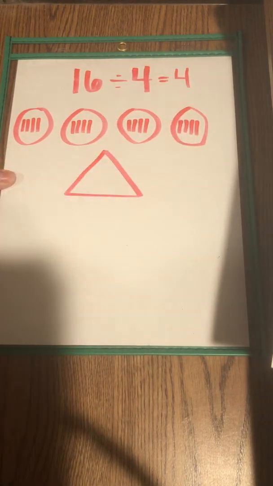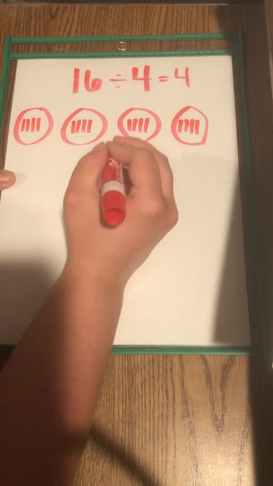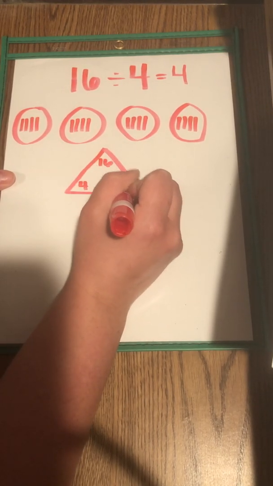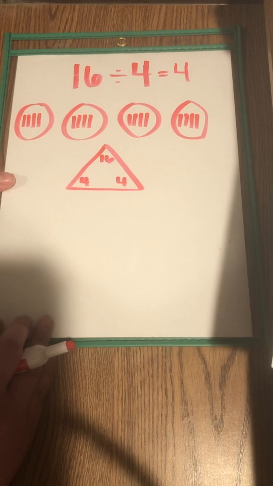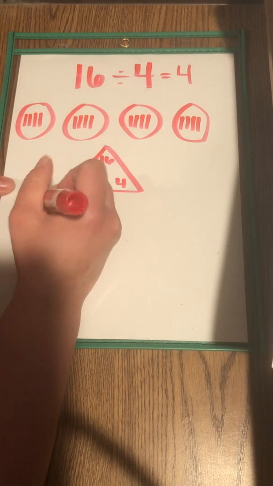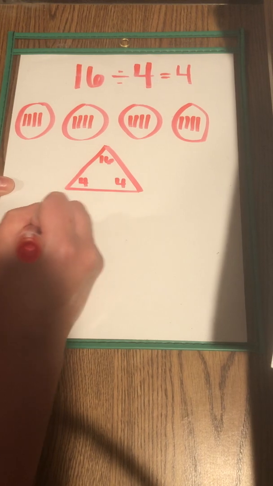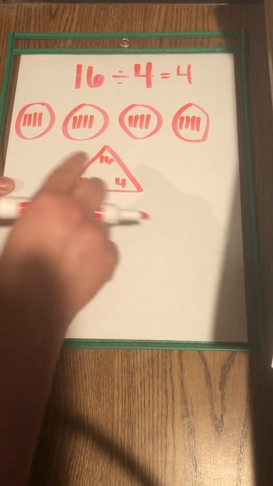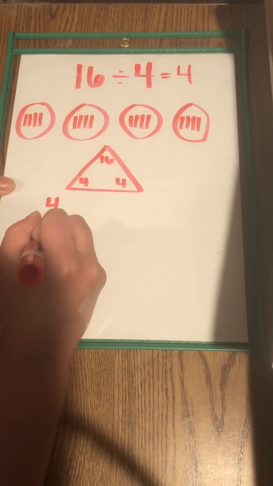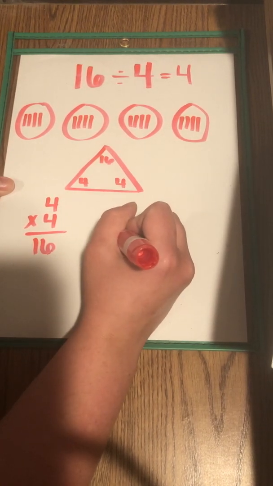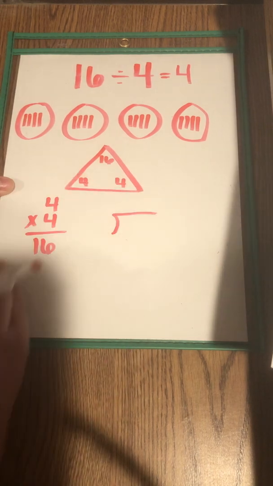And what number goes at the top? 16. Then I have 4 and 4, and this one looks a little different because it's a square number. So my fact family is going to have one multiplication problem. 4 times 4 equals 16. And then I'm going to do a division box, okay?